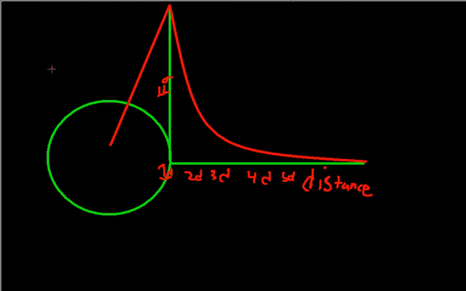Well, this is the graph of this equation. This is the graph of f of g equals 1 over d squared. So this is showing the force of gravity at different distances away from Earth. If I say that this right here is Earth, this is showing the different forces of gravity at different distances from the Earth.